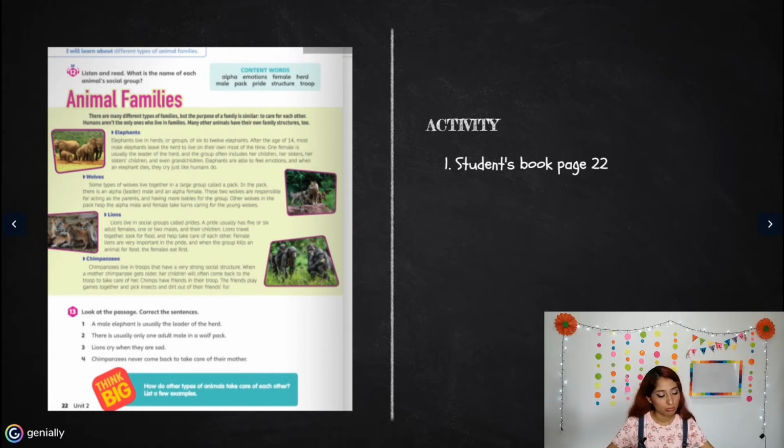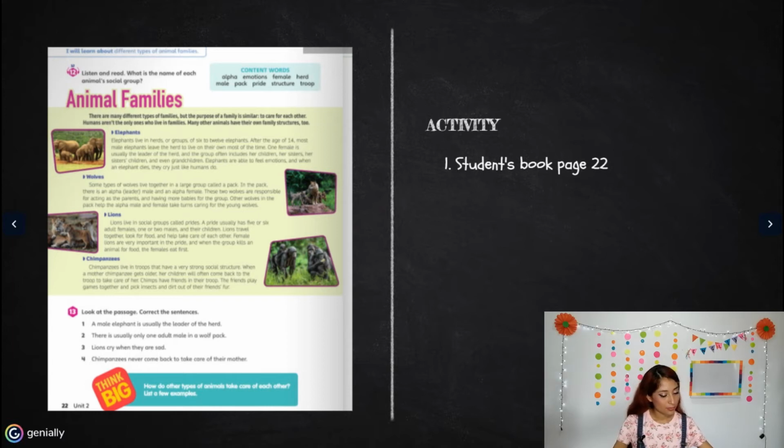Wolves. Some types of wolves live together in a large group called a pack. In the pack, there is an alpha, leader, male, and an alpha female. These 2 wolves are responsible for acting as the parents and having more babies for the group. Other wolves in the pack help the alpha male and female take turns caring for the young wolves. Lions. Lions live in social groups called prides. A pride usually has 5 or 6 adult females, 1 or 2 males, and their children. Lions travel together, look for food, and help take care of each other. Female lions are very important in the pride, and when the group kills an animal for food, the females eat first.